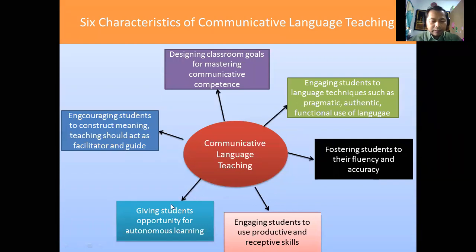And the fifth one is giving students opportunity for autonomous learning. Autonomous learning is provided in the CLT class by letting students study the language based on their learning styles, because it provides students with autonomous learning. And the last characteristic is encouraging students to construct meaning.